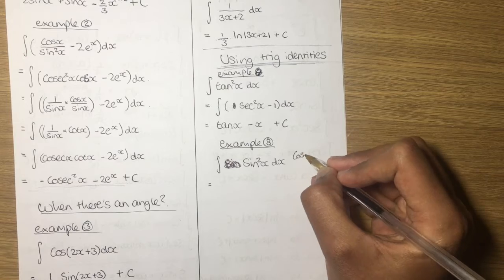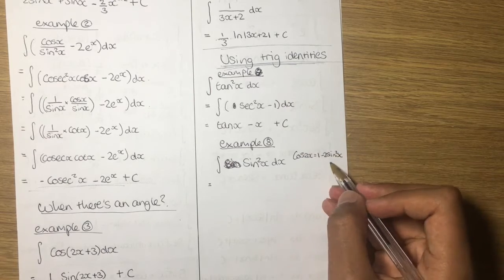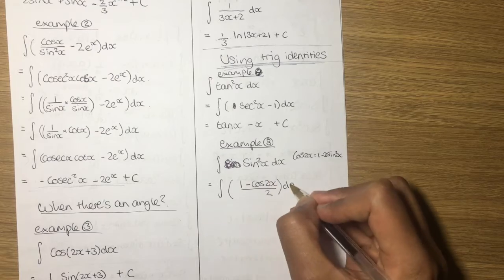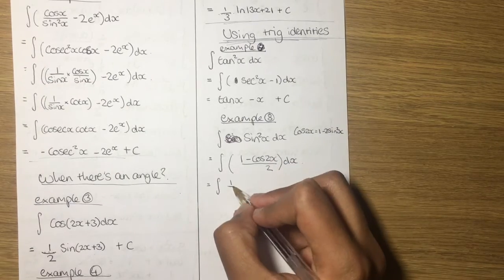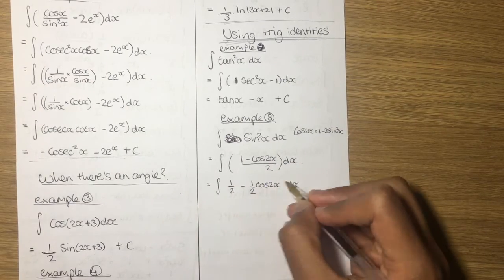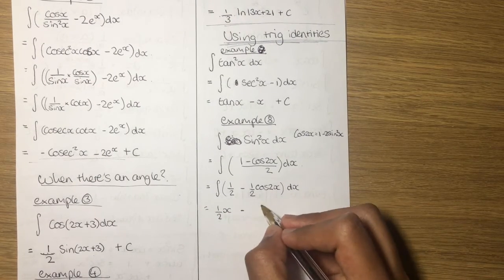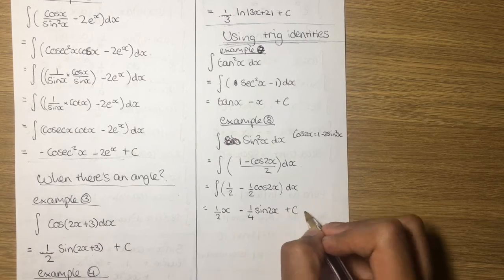In the next example, we have the integral of sine squared x with respect to x. Here we can't really integrate sine squared x, so we have to use the identity that cos 2x is 1 minus 2 sine squared x. When we rearrange that, we get 1 over 2 minus a half cos 2x, and then we integrate that, so we get a half x minus a quarter sine 2x.